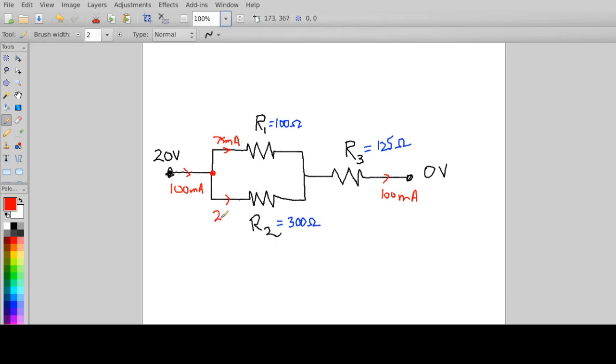And down here, this is going to be 25 milliamps. Okay. Does that add up to 100? Does 75 plus 25 add up to 100? It does, okay? And it kind of makes sense. Think about it. This is the smaller resistor. The smaller resistor resists the current less, so you're going to get more current going through that. So you get 75 going through the 100, okay? And you get 25 going through the 300.